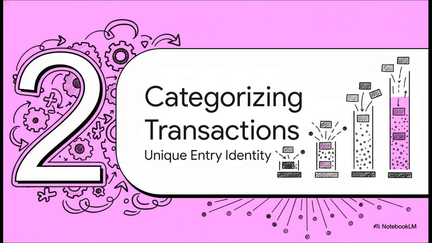Okay, so we've nailed down the when of our transactions. Now, let's talk about the what. Think about it. A big company could have literally millions of transactions happening every day. How on earth do you keep them all straight? Well, the answer is you give every single one a unique, meaningful identity.